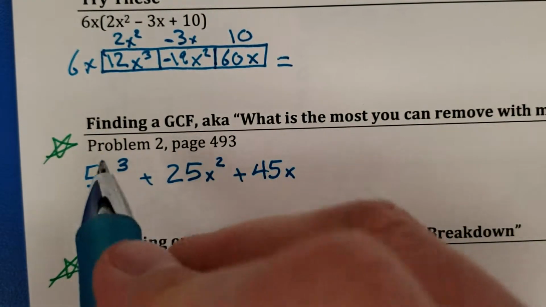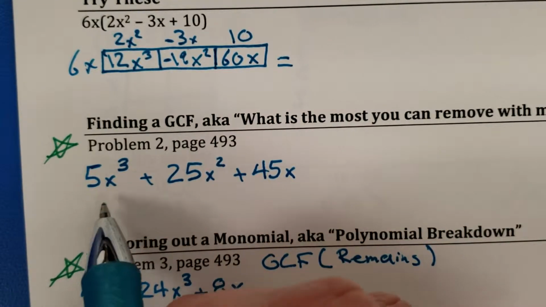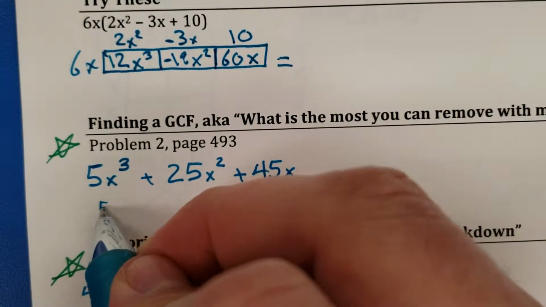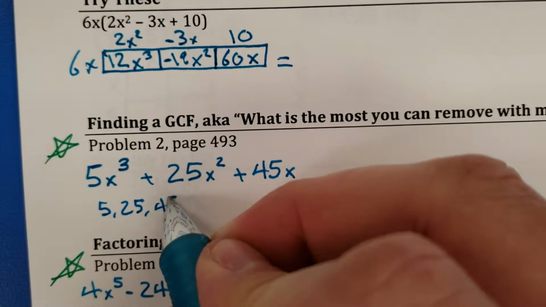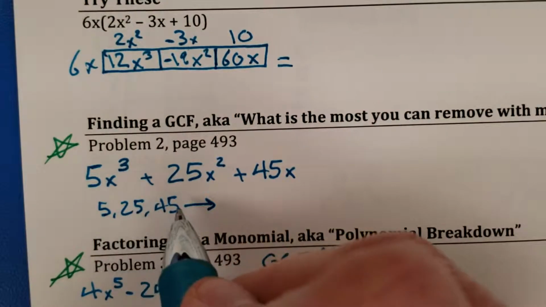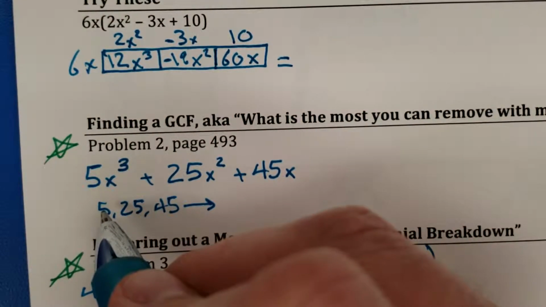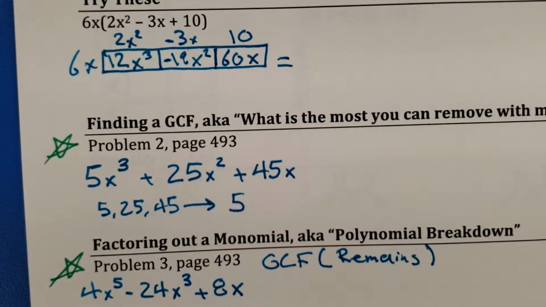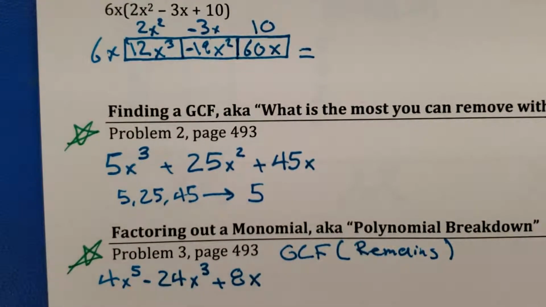Okay, so without making a mess in terms of division, what's the most we could take out of a 5, a 25, and a 45? Some people will list them like this. I'm not a huge fan of that. It seems like an extra step that's not needed. Most of the time you're lucky and it just happens to be the smallest number in the pack. So in this case, the most we could take out is a 5. If we tried to divide by anything more, we would get decimals and it would get messy.